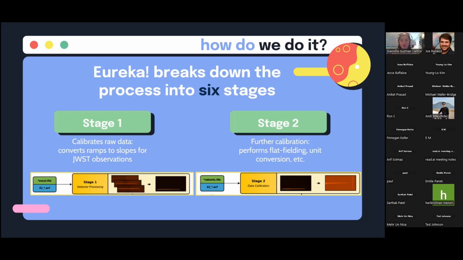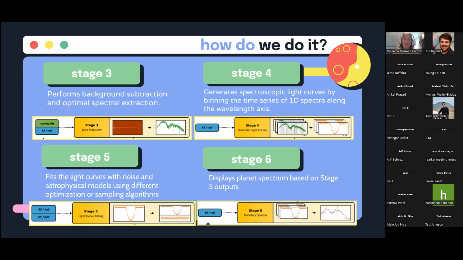For stage 2, we do further data calibration. This includes flat fielding and unit conversions that might be needed. Then stage 3 performs the background subtraction and the optimal spectral extraction. Stage 4 generates the light curves.